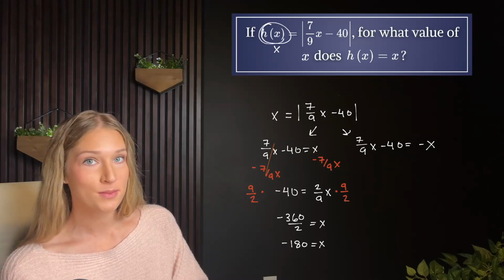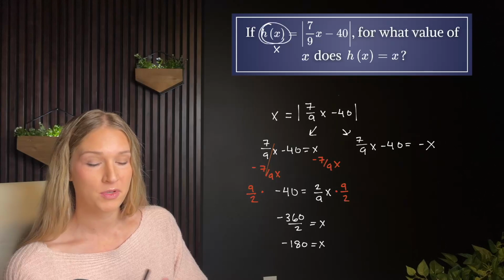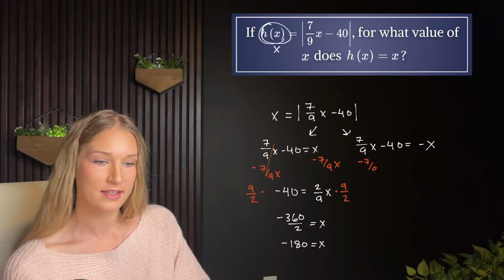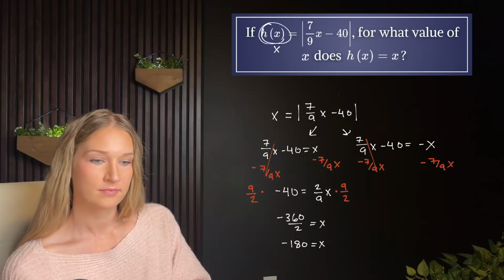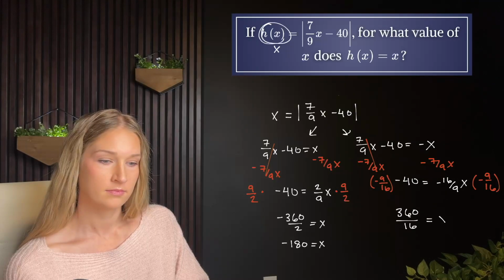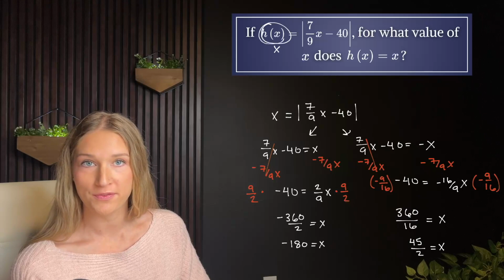So I have my first possible solution, and that's negative 180. I'm going to check these later, but for now, that's my first solution. Let's solve our second equation to find that second solution. My second solution is 45 over 2.